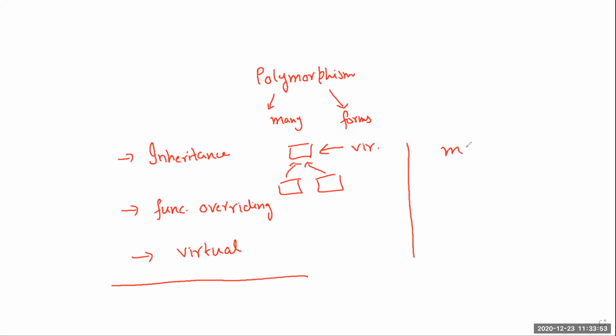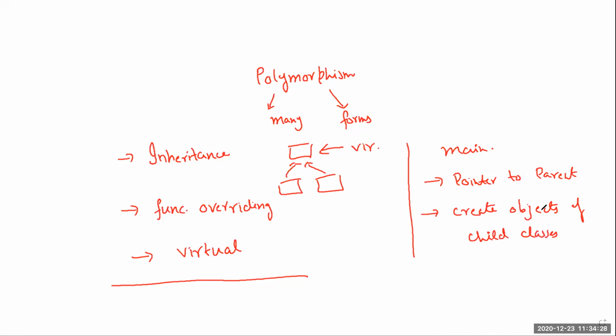Now, from the perspective of main, we need a pointer to the parent class. It can be one pointer, or it can be an array of pointers as we had seen in examples, but in the main you will always need a pointer to the parent class, and you will create objects of child classes. The pointer is of the parent class, you create objects of child classes, and you copy these addresses in this pointer. And then you will call functions using the pointer.